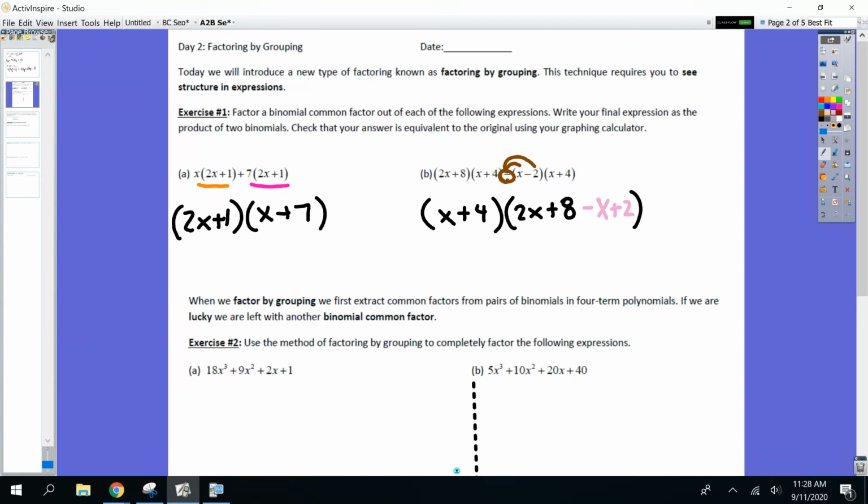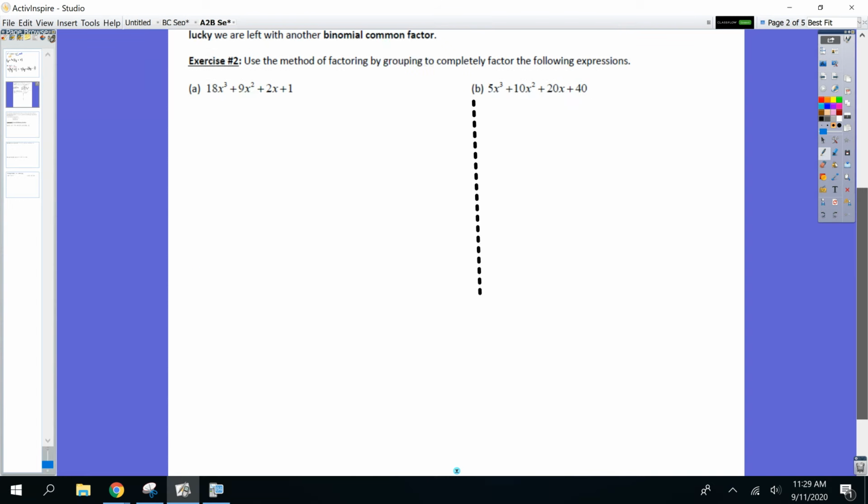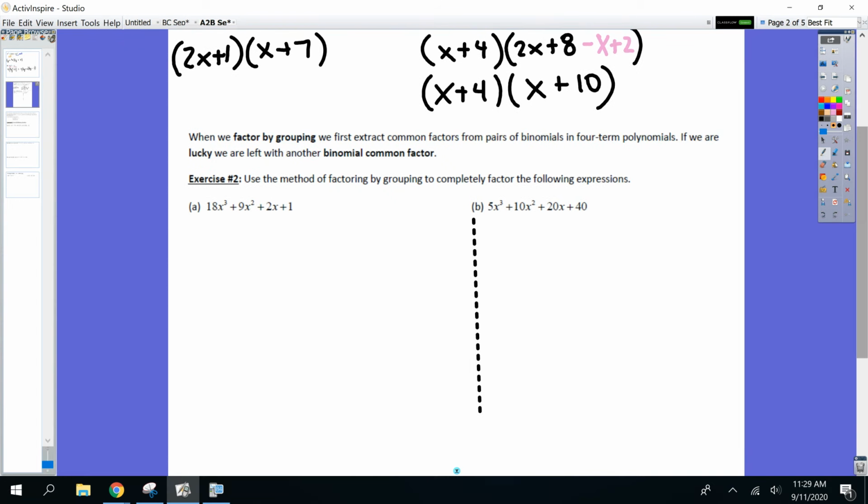We don't want to leave it like that, though. Don't leave that second parenthesis like that. 2x minus x, positive 8 plus 2. All good? Watch out for subtraction. It's a killer. Okay? So everyone's getting the hang of grouping, right? Let's take it a step up now. Let's go to exercise 2.